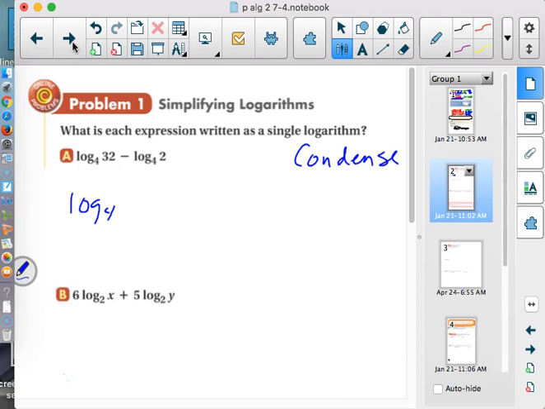Subtraction. Where did subtraction come from in logarithm language? Division. So this was really supposed to be 32 divided by 2. Well, I know what that is. That's 16. And if logarithm base 4 of 16 is something nice, we're supposed to find it. Snail shell it in your head. Is this something nice? 4 to some power is 16. What is it? It's a 2.